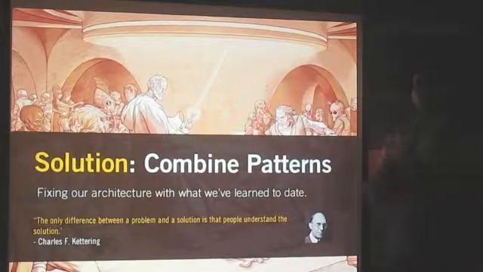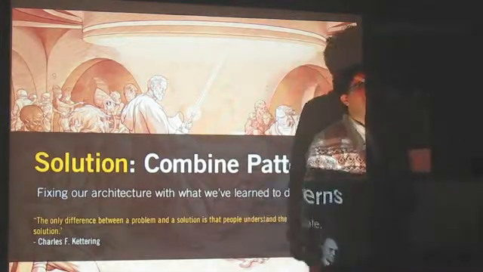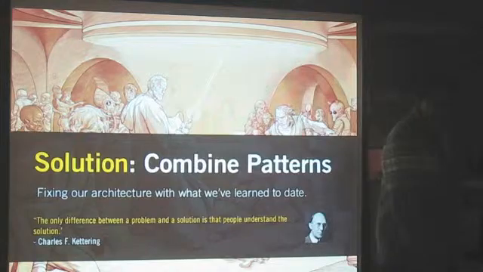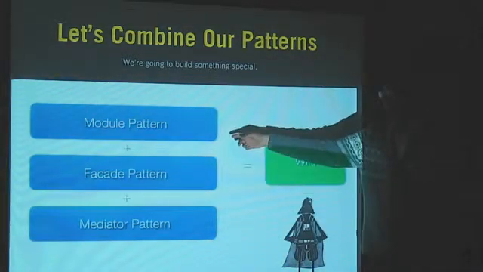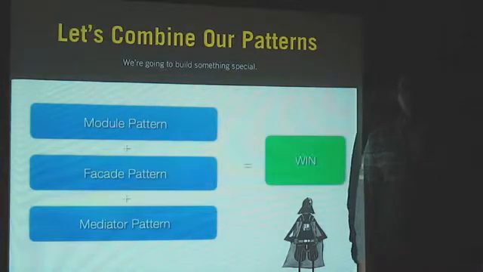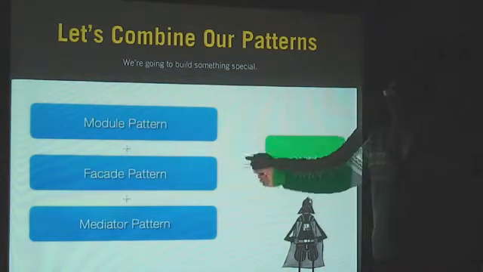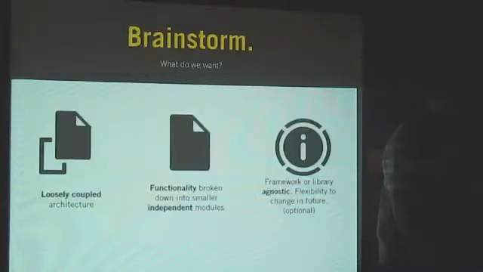So the solution that you can use to build large applications is actually combining a number of patterns. We're going to use what we've learned in this presentation to fix this. So we're going to combine the module pattern, and this can mean the module pattern that's in vanilla JavaScript, or it can mean AMD if you want. We're going to use the facade pattern and the mediator pattern to get this working.